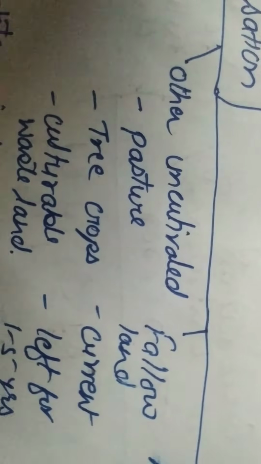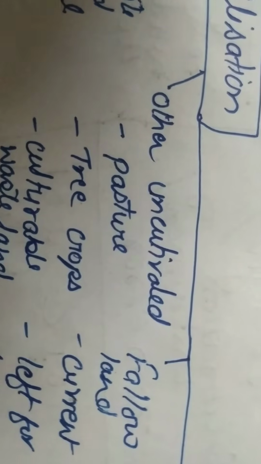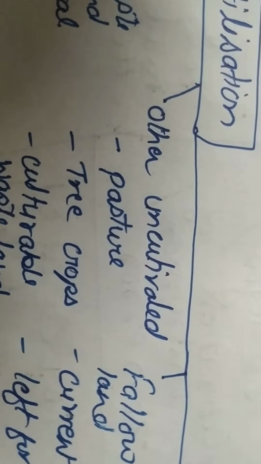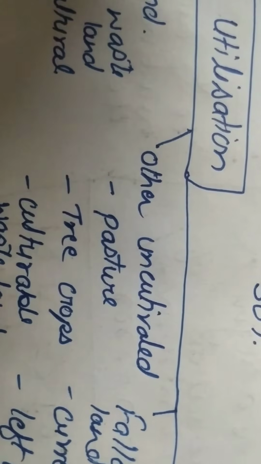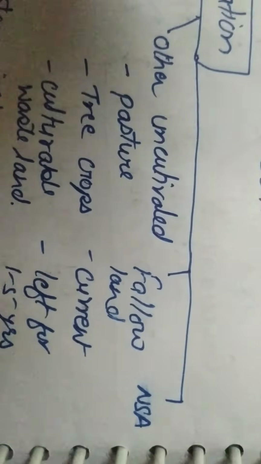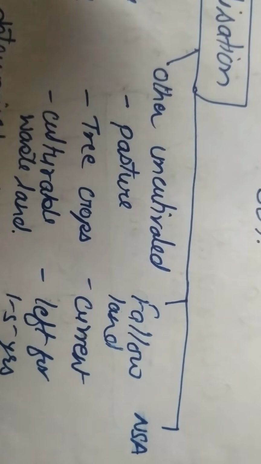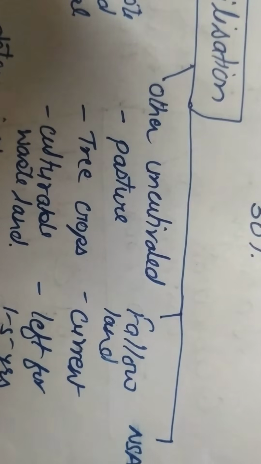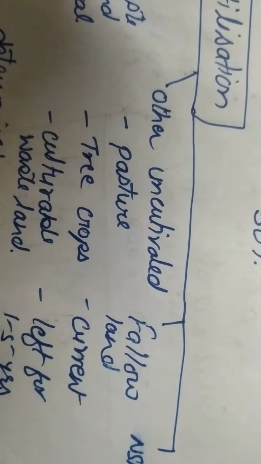Then fallow land. Fallow land can be of 2 types. First is current fallow, which is left without cultivation for 1 agriculture year or less. And second, which we have kept for 1 to 5 years. Third, net sown area. Net sown area, the area sown once in a year. And if the area sown more than once in a year is added to the net sown area, then it becomes gross cropped area.